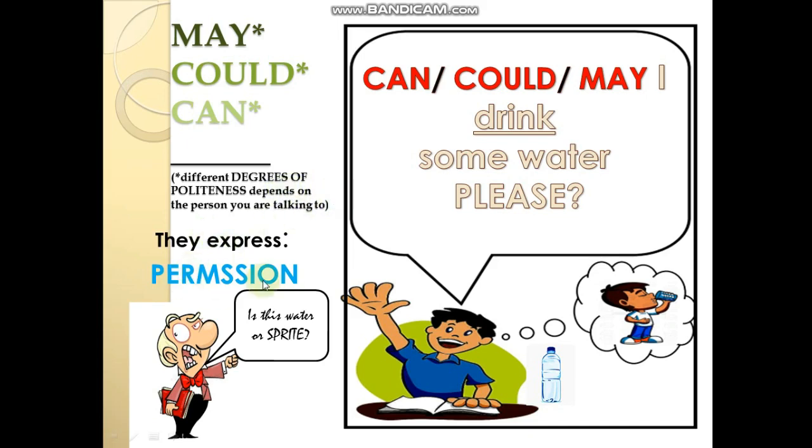They express permission, when we want to ask for permission. Example, can or could or may I drink some water please? So this student wants to drink some water. He will ask permission from his teacher. He will say can or could or may. It's better to say may. But if you use the others, I think there is no harm in it.